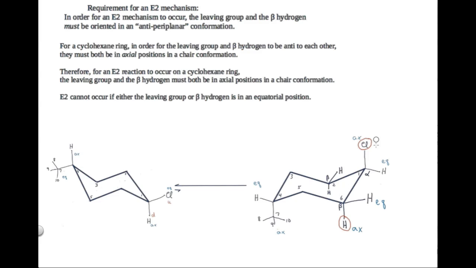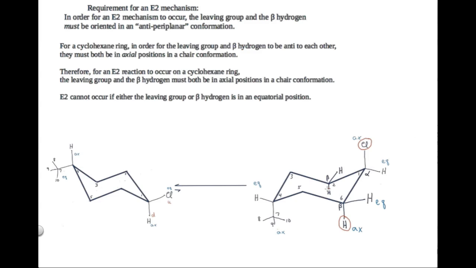You could also say to yourself that this chlorine and this hydrogen are cis to each other. They're both pointing up from the ring, but we've already learned that for E2 you have to use a leaving group that's trans to the beta hydrogen. This chlorine and this hydrogen are trans to each other because one's pointing up and one's pointing down.